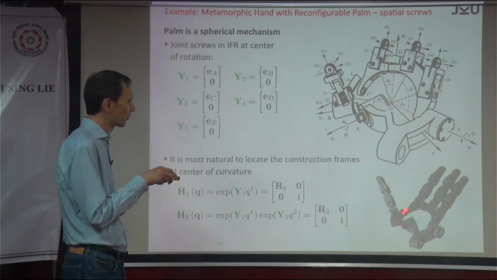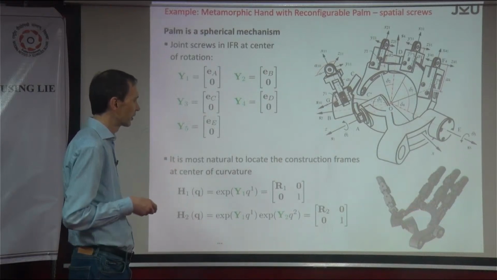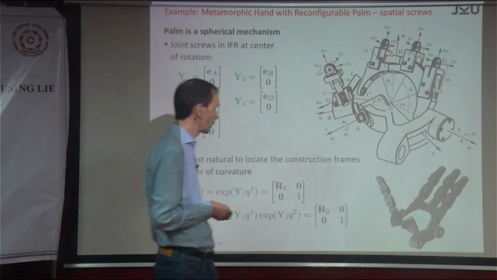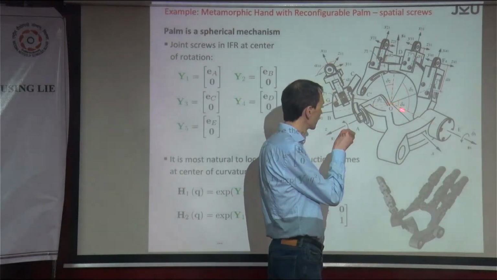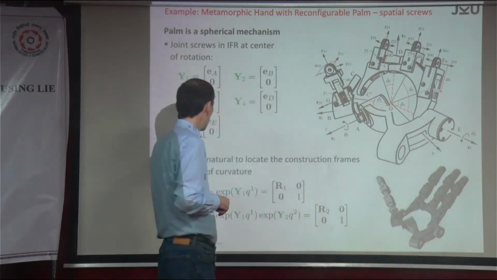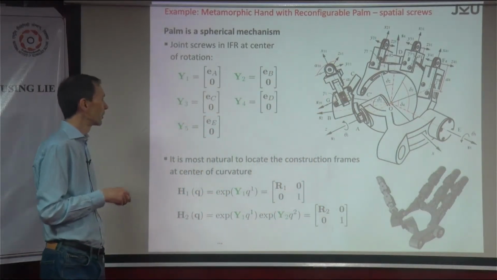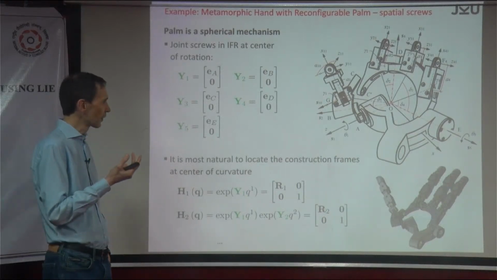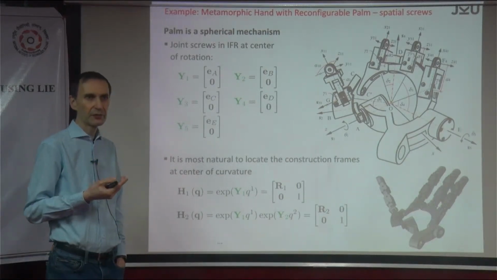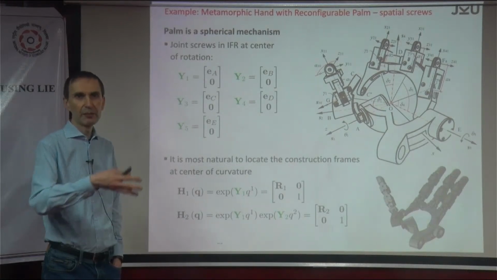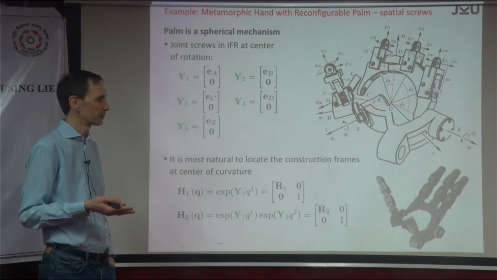I'm interested, just as an example, in the palm, the 4-bar mechanism, the spherical 4-bar mechanism. It's again a spherical 4-bar mechanism because all the joint axes of the revolute joints intersect right in this point. Now you can describe the kinematics relative to any inertial frame. So you can place it somewhere, anywhere.